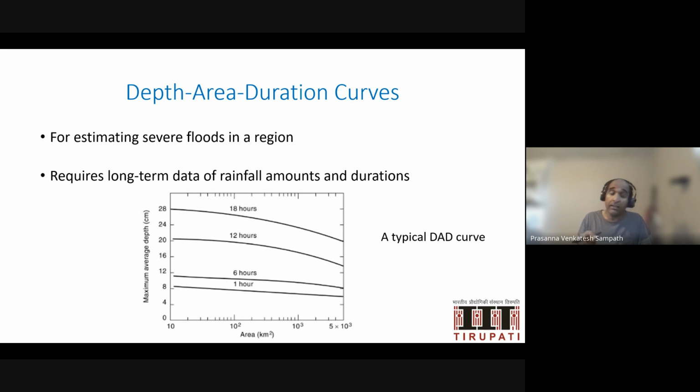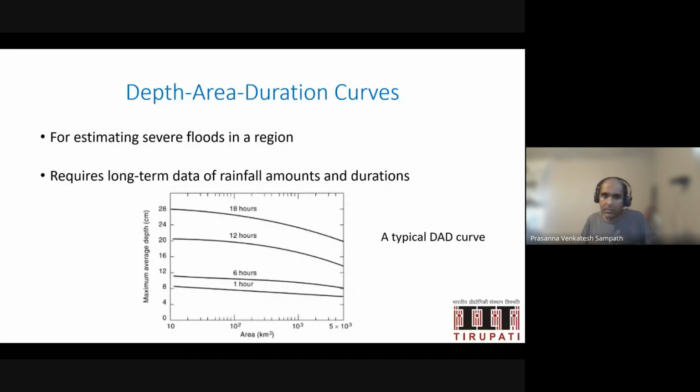And like that, I have data for different durations and for different sizes of area. Then I get this kind of a curve. Now, the first thing that I want you to think about, and let me know if you agree with this: you take any of these 4 curves, there are 4 curves there representing different durations. Why is the maximum average depth decreasing as the area of the rainfall is increasing? Do you agree with that?